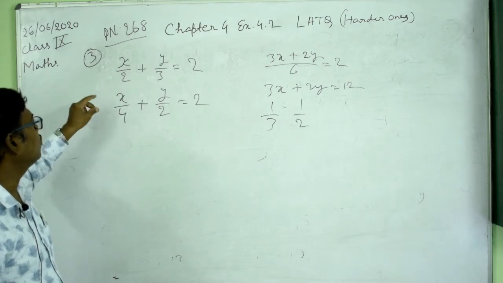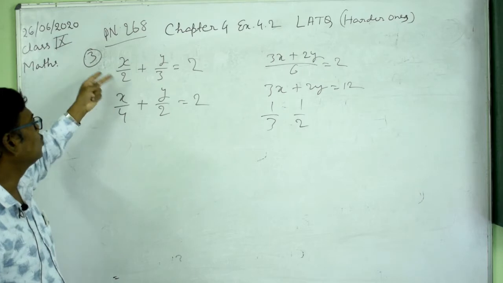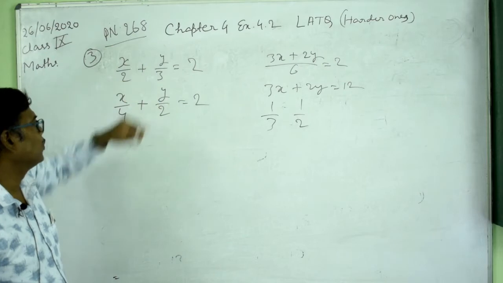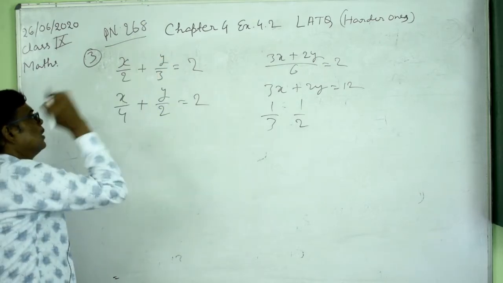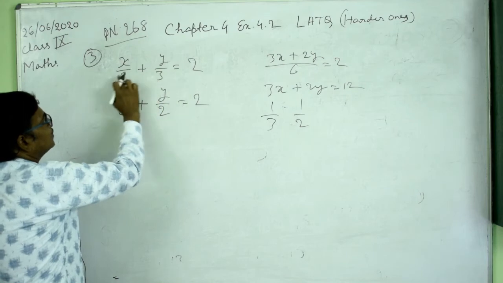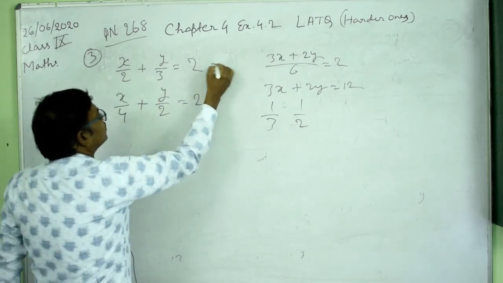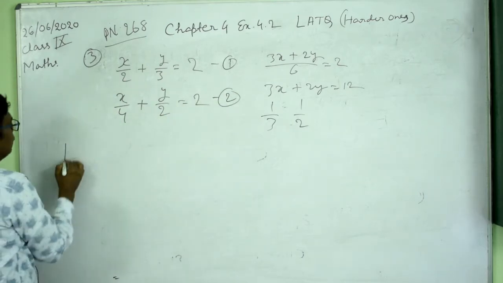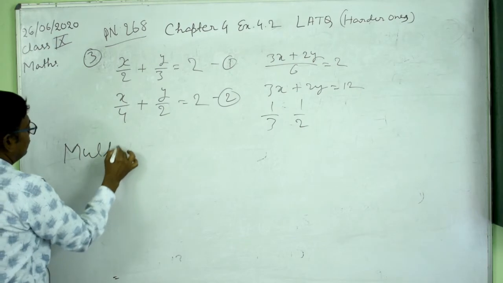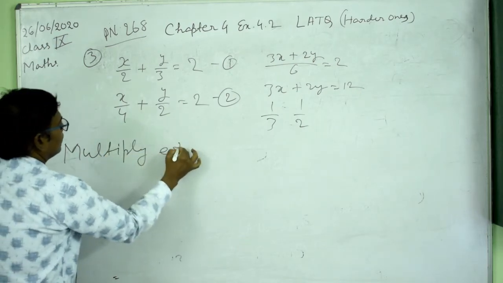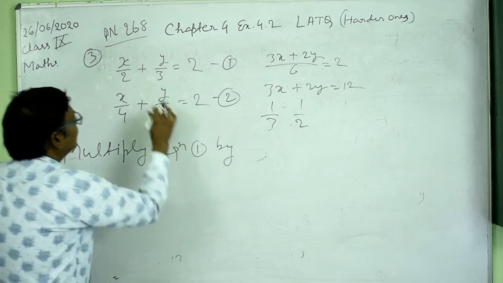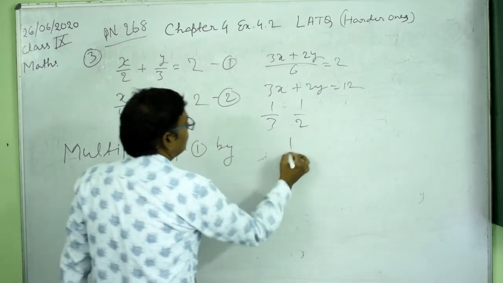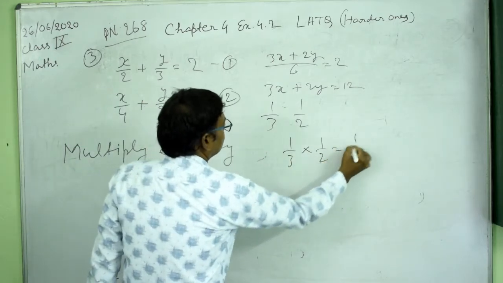So we have the choice of making the coefficients equal. Either we can make the coefficients of x equal or the coefficients of y equal. Here I am going to make the coefficient of y equal. So how will you make it? See, suppose this is equation number 1 and this is equation number 2. Multiply equation 1 by 1 by 2, because it is 1 by 3 here. 1 by 3 into 1 by 2 is 1 by 6.